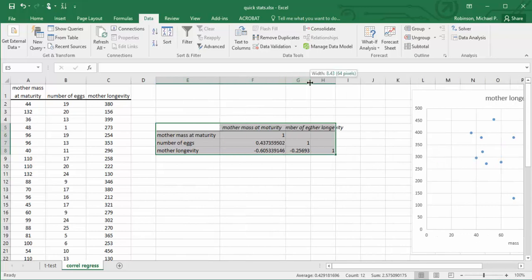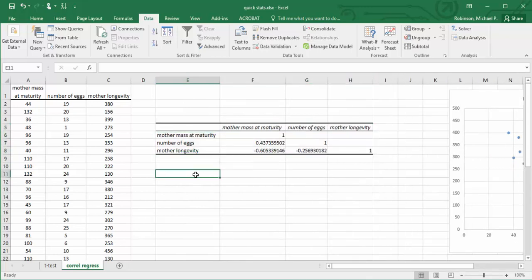Alright, so what do we have? This is a matrix that shows the correlation coefficient of these three variables, and we symbolize correlation coefficient as R. Okay, so this right here is the R for mother mass and maturity and the number of eggs. This is the R here for number of eggs with mother longevity. So this R is 0.437. This R over here is negative 0.257 with rounding.